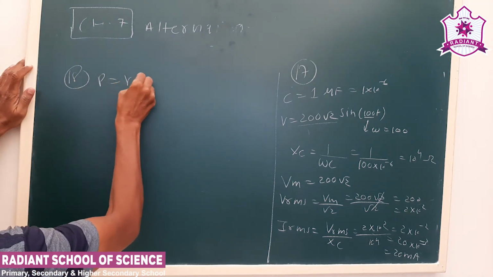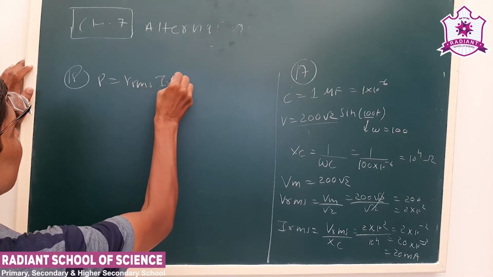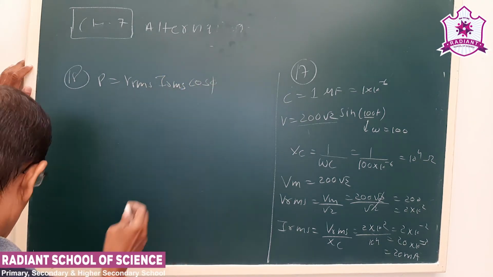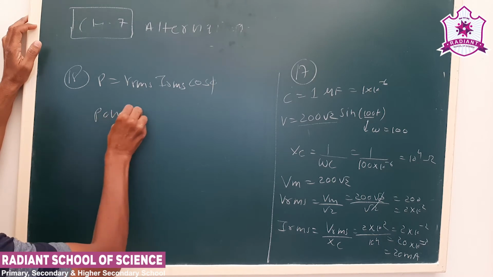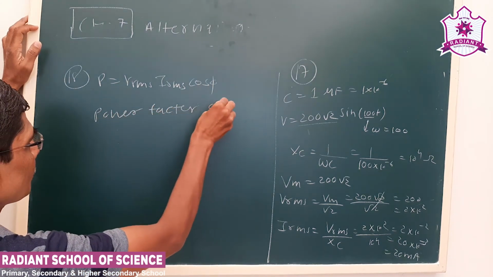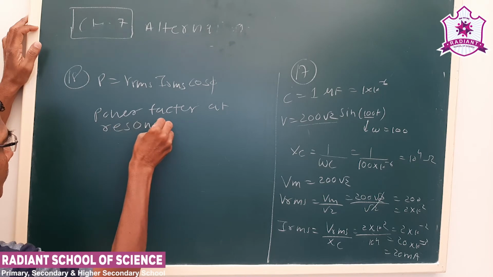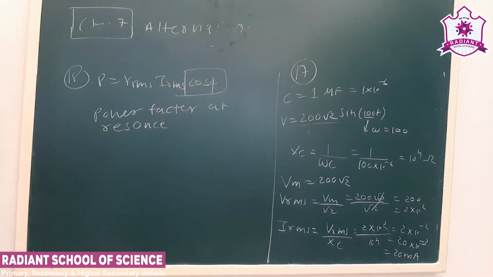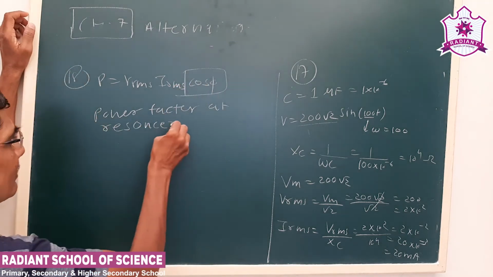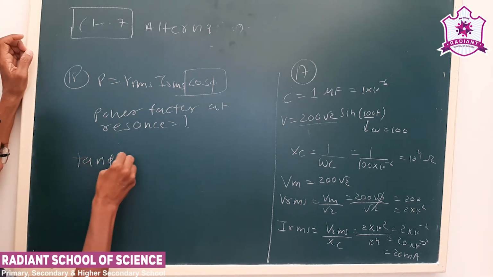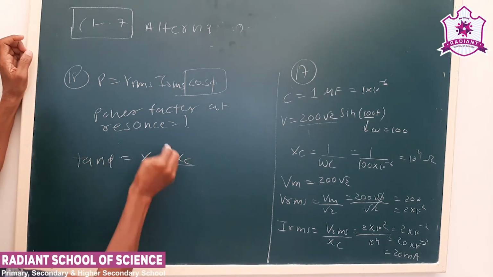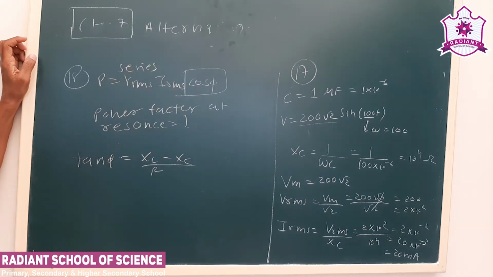See, the power in the circuit is given as VRMS IRMS cos phi. Okay. Now, what will be the power factor at resonance? Now see, power factor is given as cos phi. Now we have to calculate power factor at resonance. Now first we talk about the phase difference. See, that is tan phi equals XL minus XC by R. Okay, we talk about the series LCR circuit.